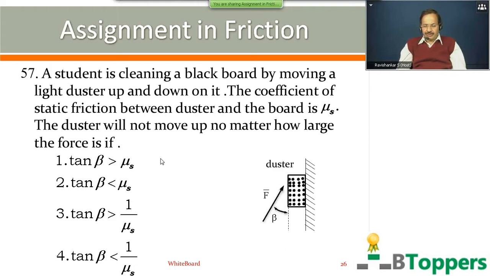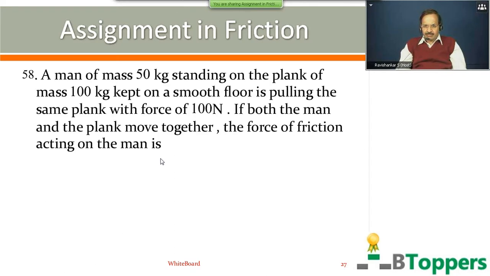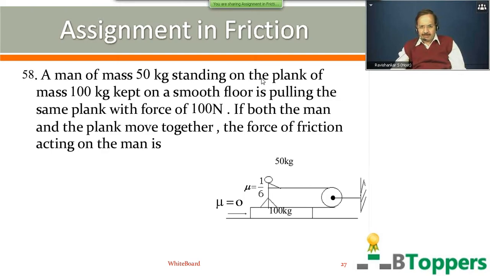In case you need more time to answer the question, you can take a pause and take your own time. I'm going to share the next question. A man of mass 50 kg standing on a plank of mass 100 kg kept on a smooth floor is pulling the same plank with a force of 100 Newton. Both the man and the plank move together. The force of friction acting on the man is?